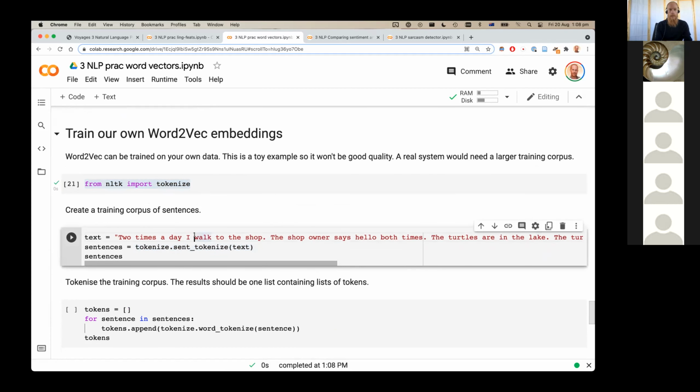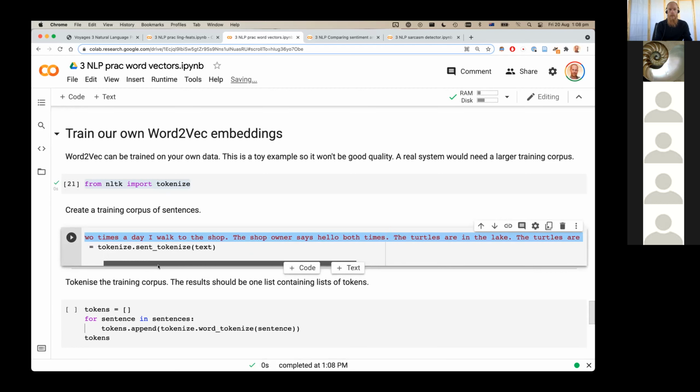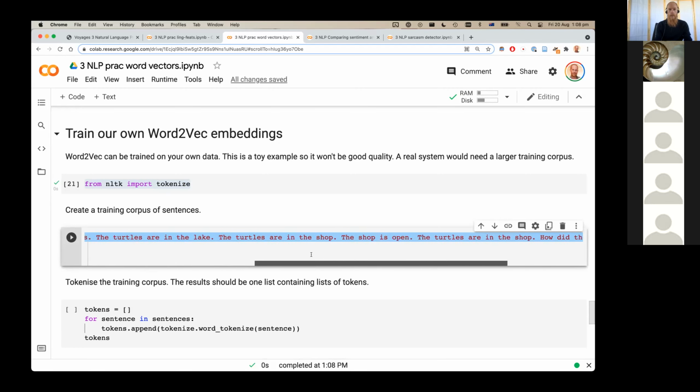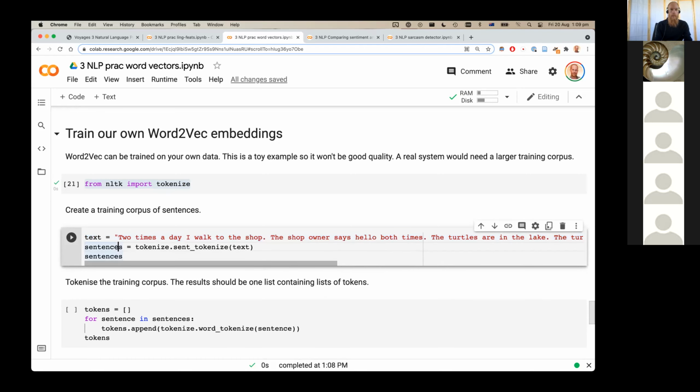So my corpus here is this text. It's just a few sentences. Two times a day I walk to the shop. The shop owner says hello both times. The turtles are in the lake. The turtles are in the shop. The shop is open. The turtles are in the shop. How did the turtles get in the shop? It's some nonsense. But we tokenize that to make our training corpus.